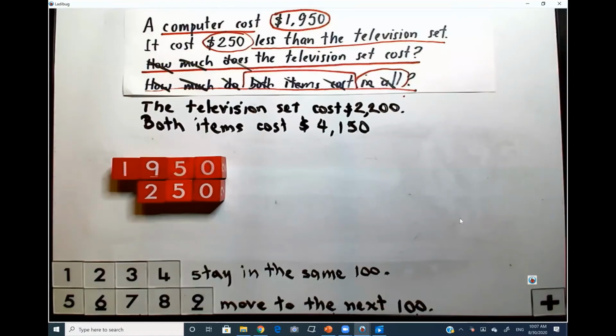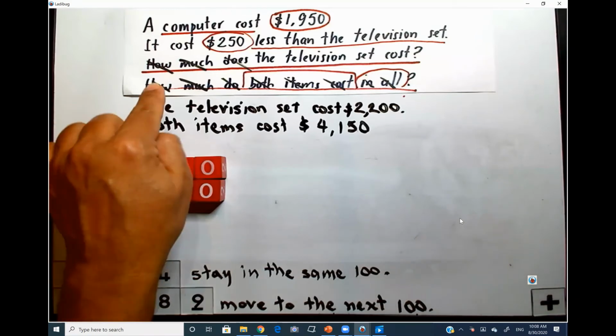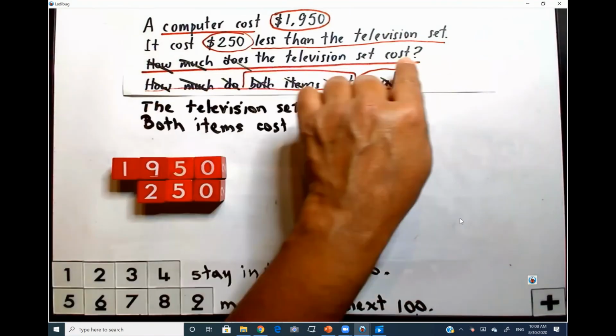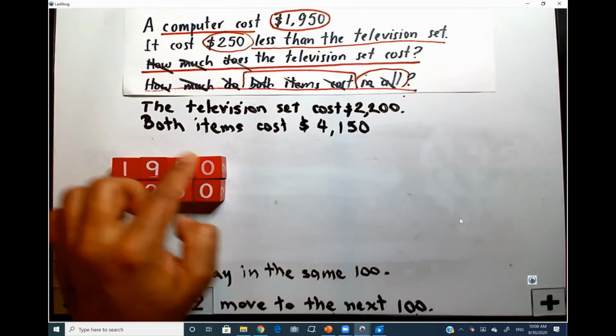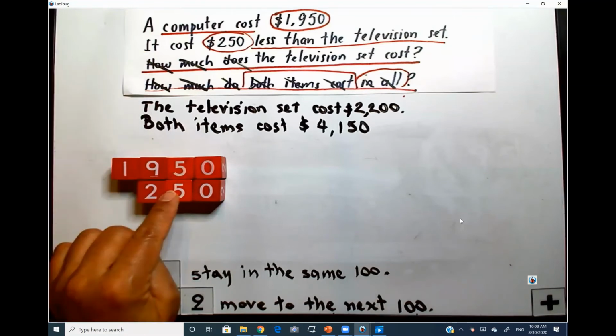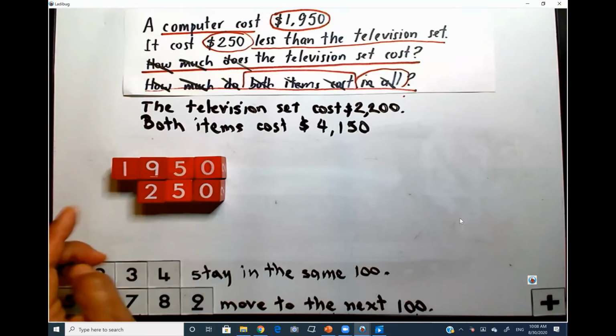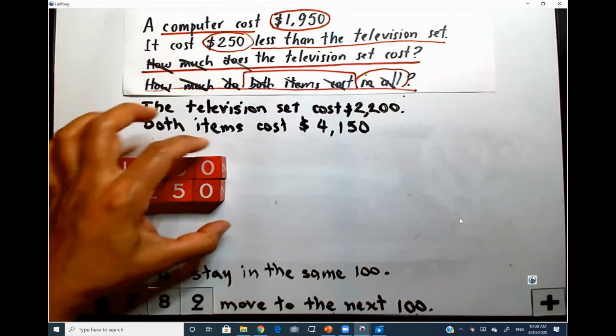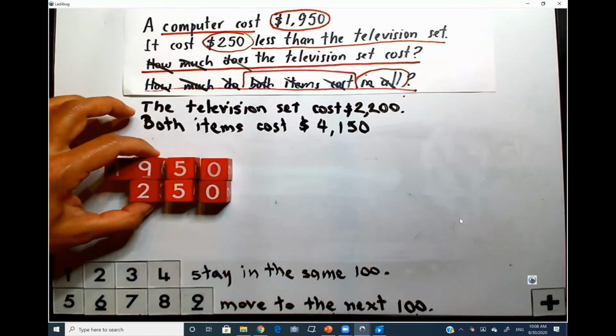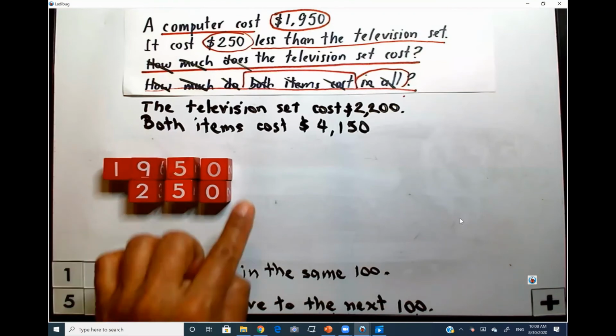Now let's check how reasonable our answer is. Now to check how reasonable our answer is, let's run the numbers. Let's go to the first question. The first question says, how much does the television set cost? And we know that the computer is $1,950 and that the television is $250 more. Now, because we're rounding to the hundreds, we're going to be checking the tens place, so we can know which of these rules applies.